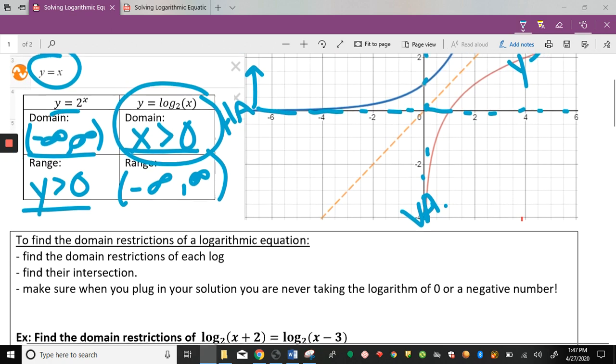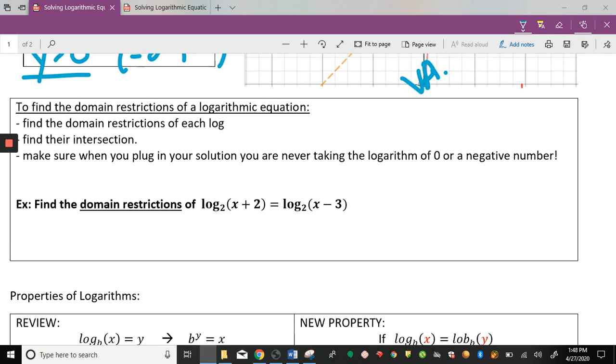logarithmic equations. So I might ask you something like this. Find the domain. To find the domain restrictions of a log equation, find the domain of each log. I'll describe that in a second. Find the intersection between them, which means the most restricted region. Just a check is to make sure when you plug in your solution, you're never taking the log of 0 or a negative number. So let's say I give you this equation. Hopefully you're cool that this is an equation. It involves logs. There's logs on both sides. We'll get to how we solve this in a second. But what are domain restrictions? Remember, domain are just x that I'm going to be worrying about here.